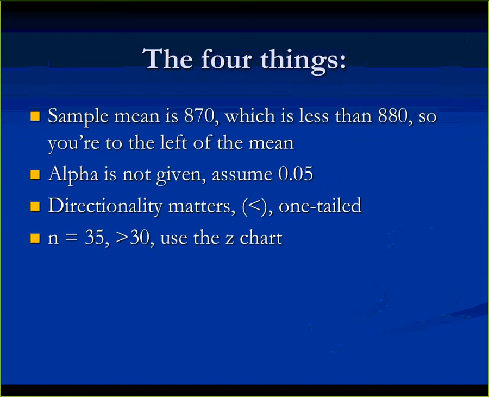Directionality matters. You just look at the way your alternate hypothesis is constructed, and its mean is less than 880, so it's a one-tailed test. And if you notice that it says you had a mean daily output for 35 days, that's the number of data points in your data sample. 35 is greater than 30, so you're going to use the Z-chart.